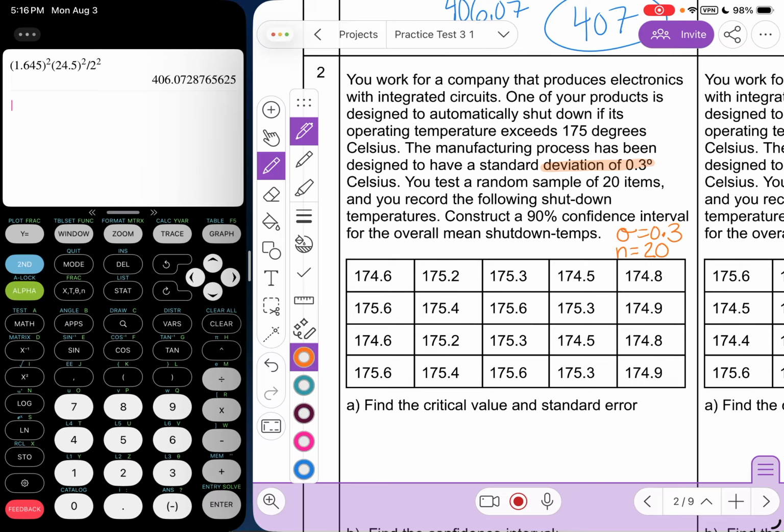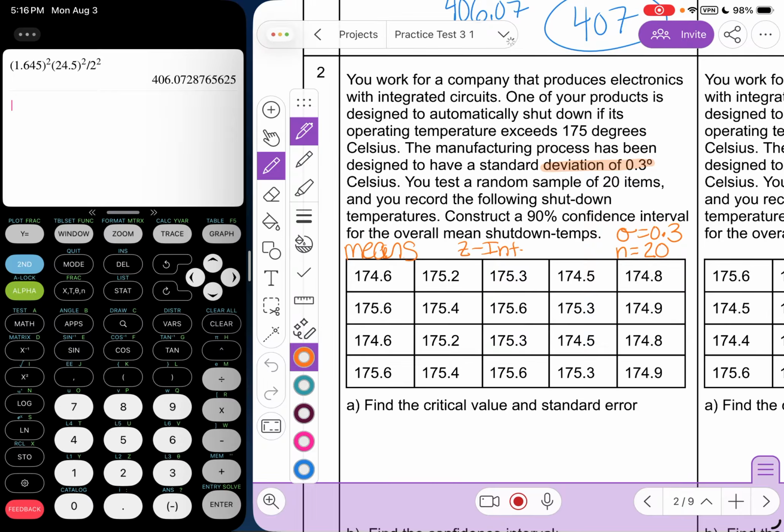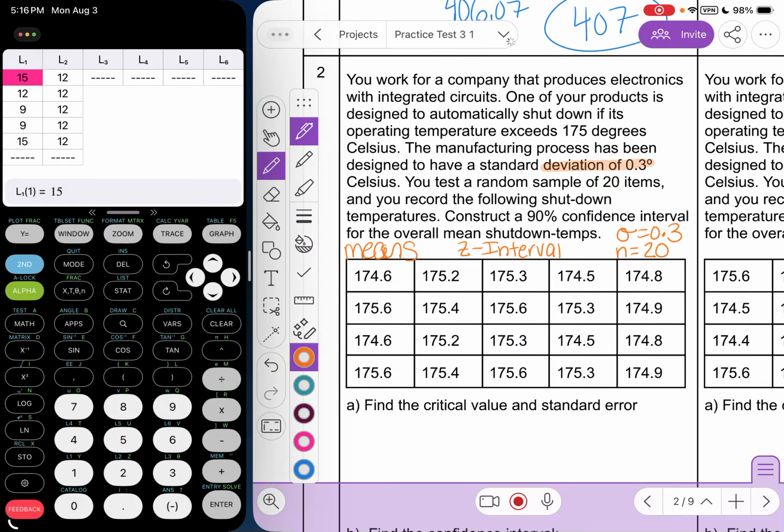So we have a sample here. It's not percent, so that means we're going to be doing means. And we're given a population deviation, so we're going to do a z interval. So I need to put this data in my stat menu. So I'm going to go to stat edit. And I'm going to type this into L1.